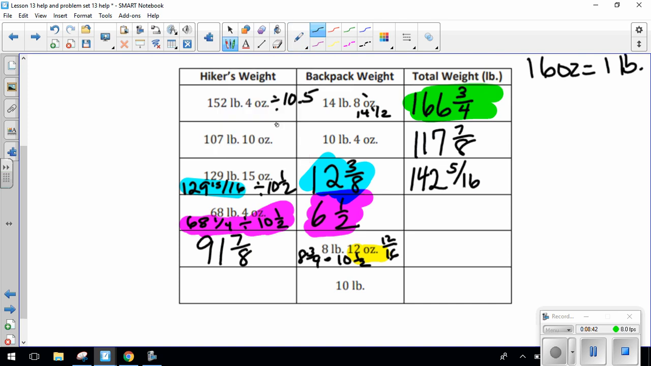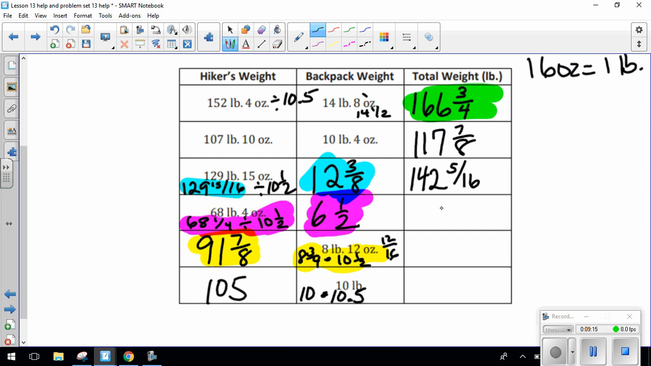So just a quick review. I took 8 3/4, I times it by 10 1/2, and I got an answer of 91 7/8. And on the bottom, I'm going to take 10 pounds even. I'm going to times it by my constant of 10 1/2, and I get an answer of 105.